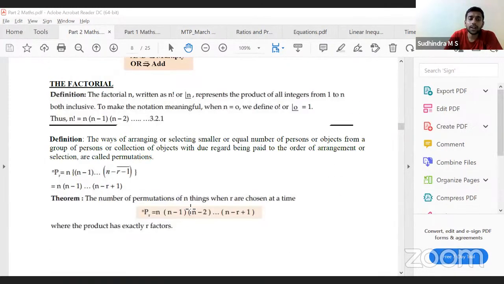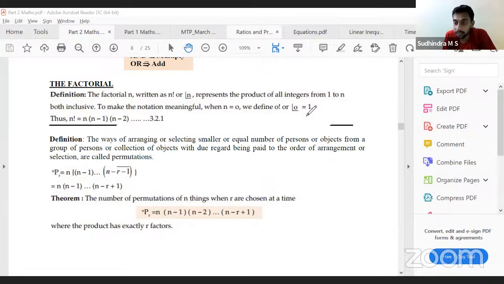Right? We have something called factorial. What is factorial? N factorial is the product of all the integers from 1 to n. 5 factorial is 5 into 4 into 3 into 2 into 1. Correct? What is permutation? Permutation is the ways of arranging or selecting a smaller or equal number of persons or objects from a group of persons or collection of objects with due regard being paid to the order of arrangement. So the difference between permutation and combination is that in permutation, importance is given to the order of arrangement.